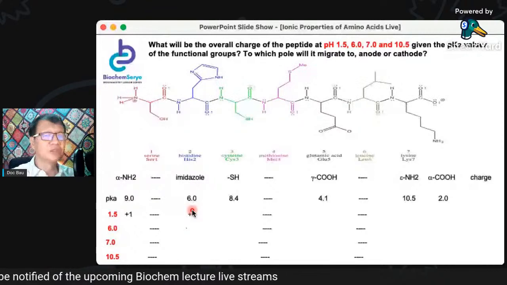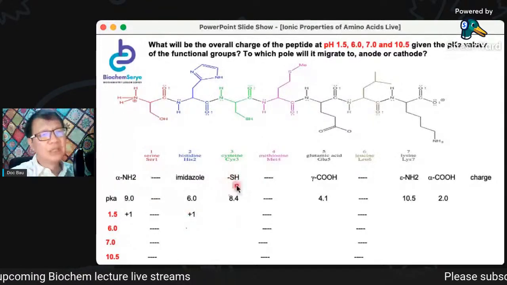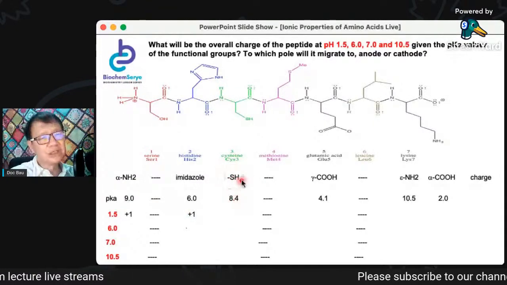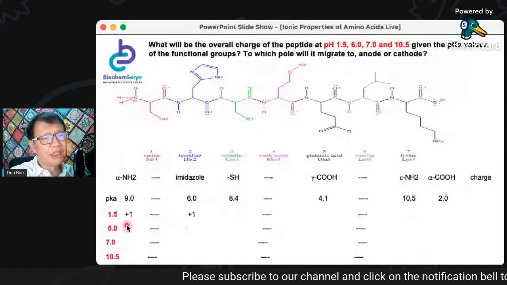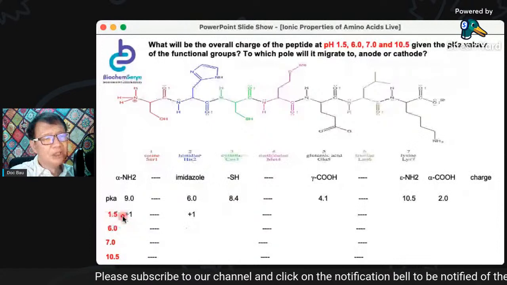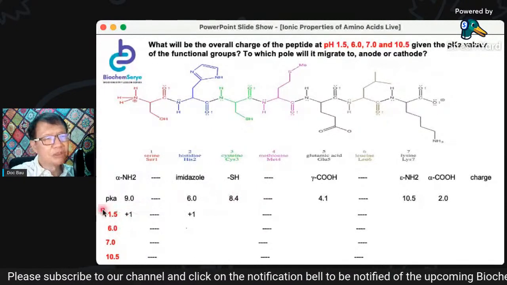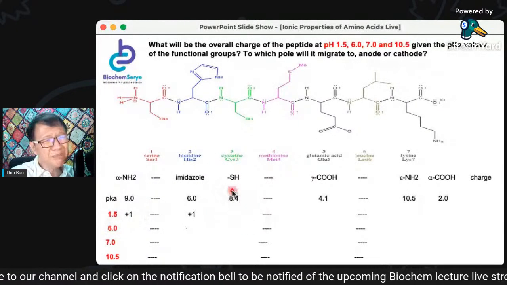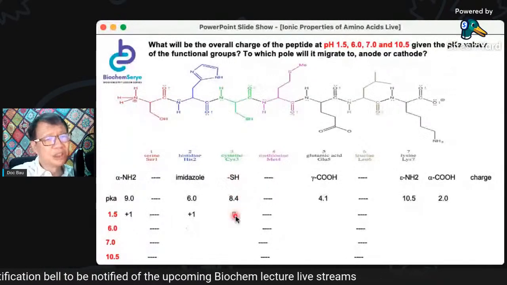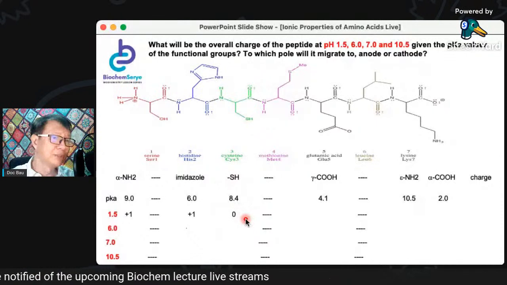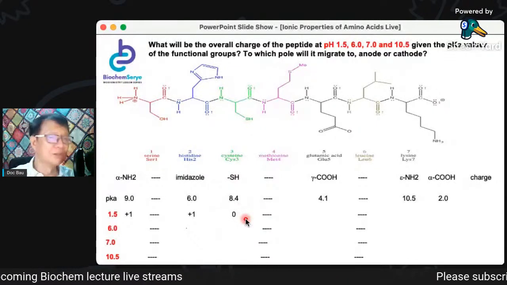Okay, they're undissociated. Your SH, look at this. This is acidic, 8.4. That's the pKa. The pH is 1.5. So relatively, you have an abundance of your hydrogen ion, right? So your SH will not deprotonate. It will be protonated. So the charge is 0. Makes sense?